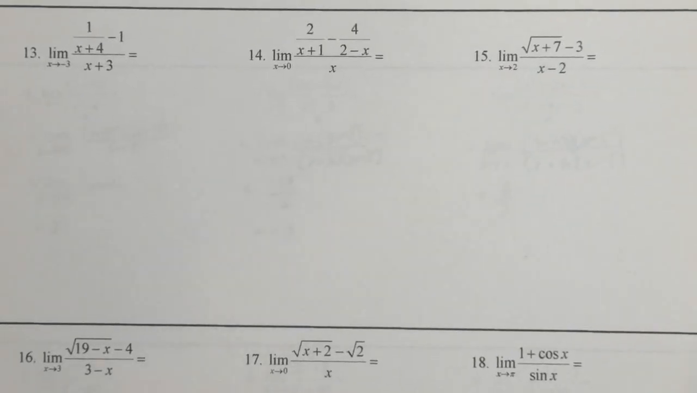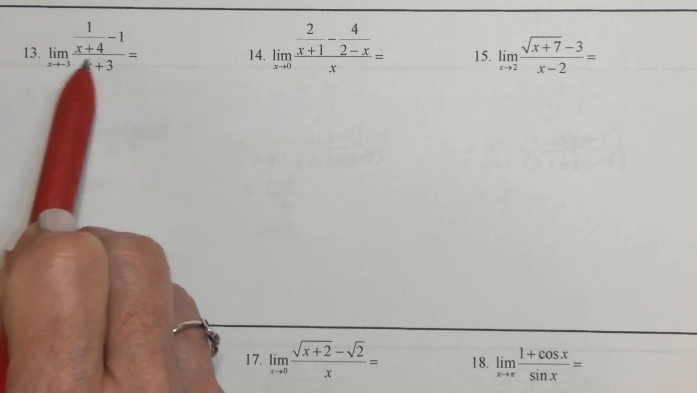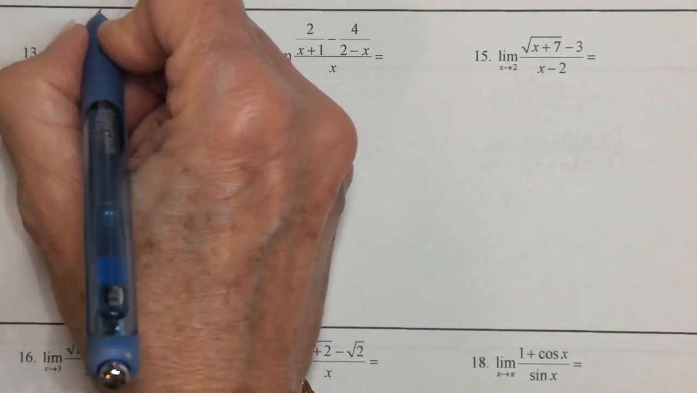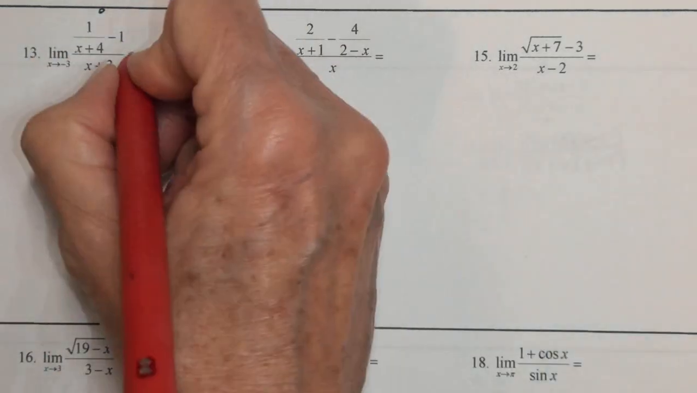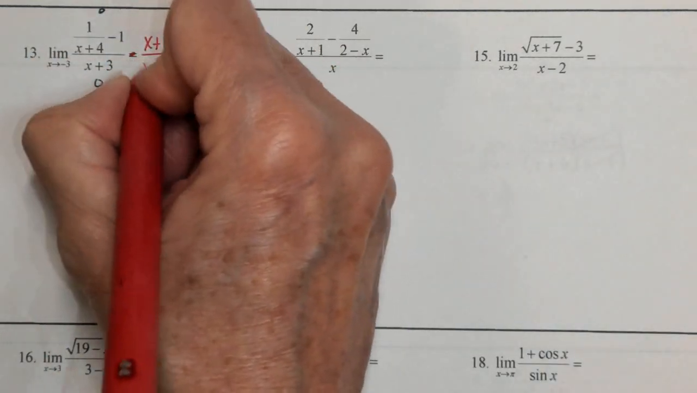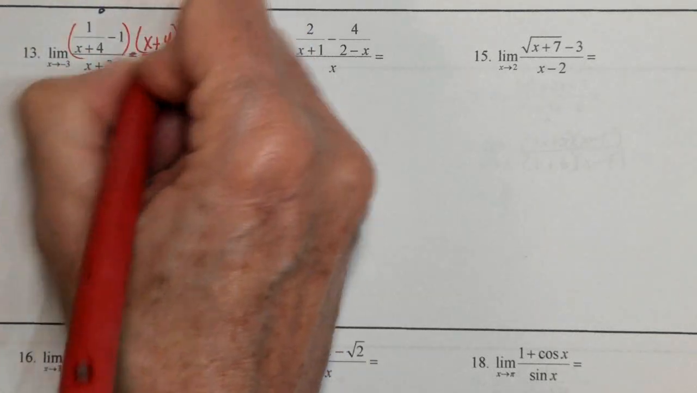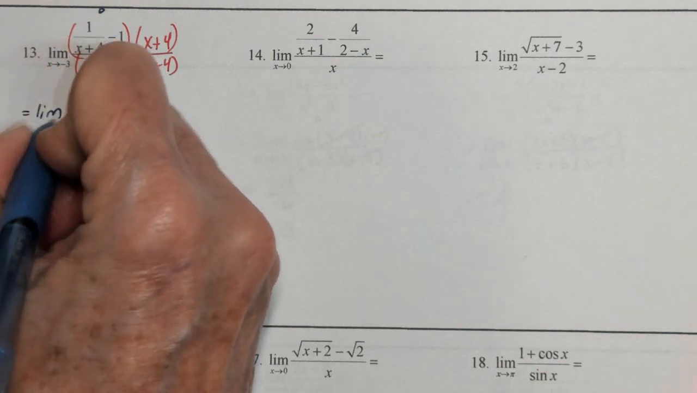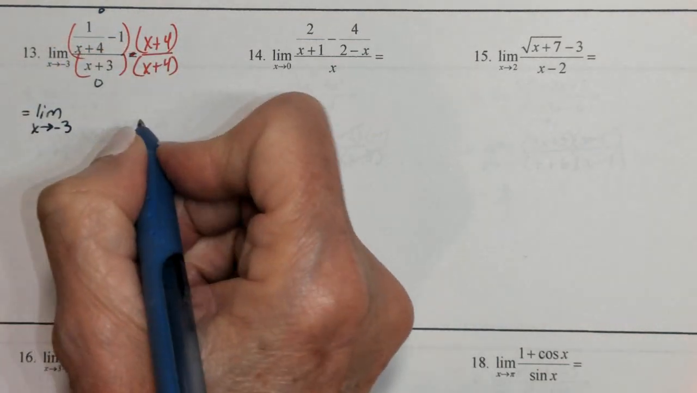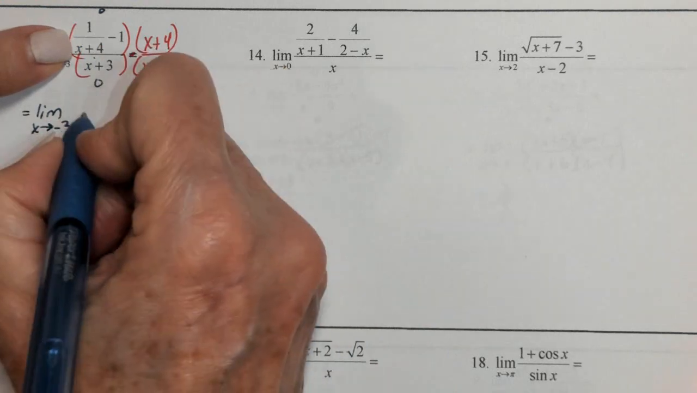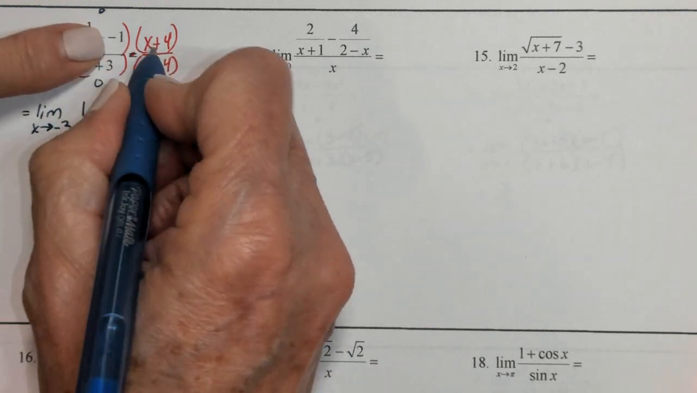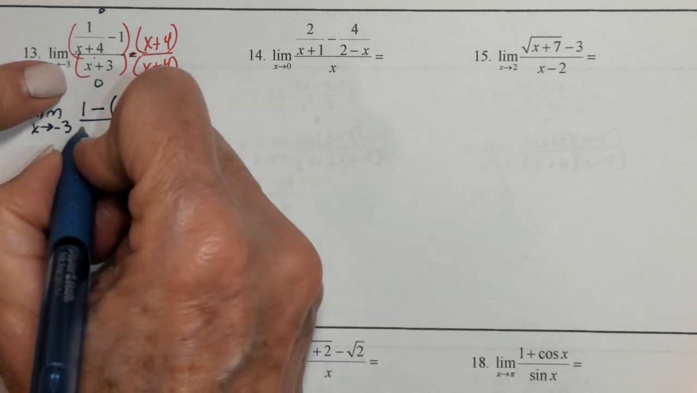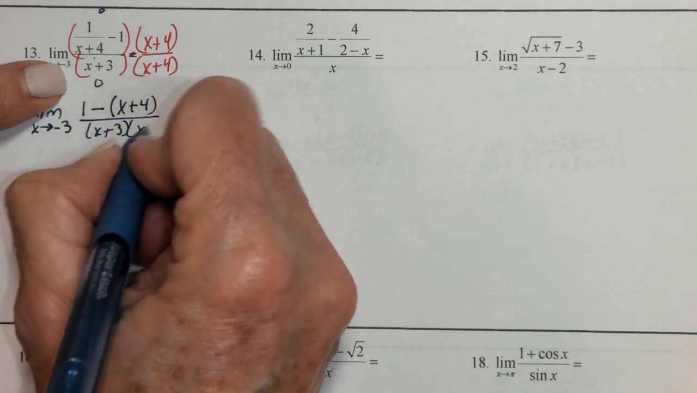Number 13. Put negative 3 in for x. Get 0 on the bottom. 1 minus 1 is 0 on top. So 0 over 0. So I'm going to multiply top and bottom by the little denominator, x plus 4. Alright, 1 over x plus 4 times x plus 4 is 1. Minus 1 times x plus 4. Watch your signs there. x plus 3, x plus 4.